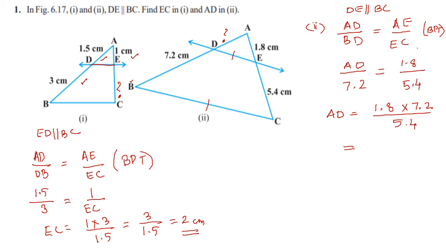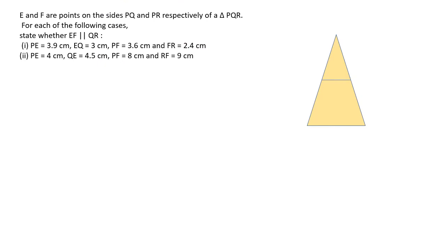The answer is going to be 1.8 by 5.4, that is equal to 1 by 3 because 3 times it will go. So here you have 3 in 7.2, you'll get it as 2.4. So the answer will be 2.4 centimeter. Okay, so similar questions you can expect in your MCQ questions. Now let us move on to the next question.